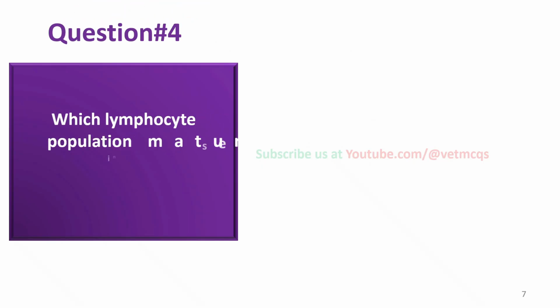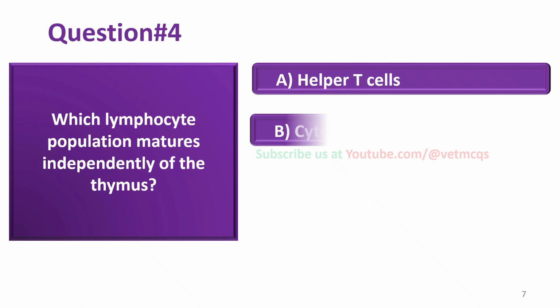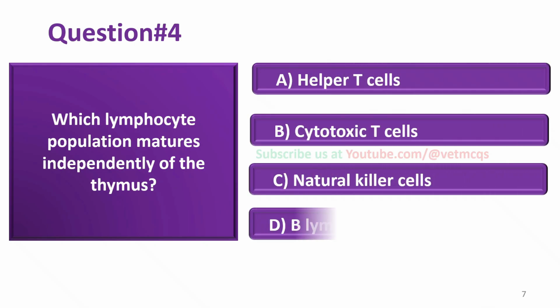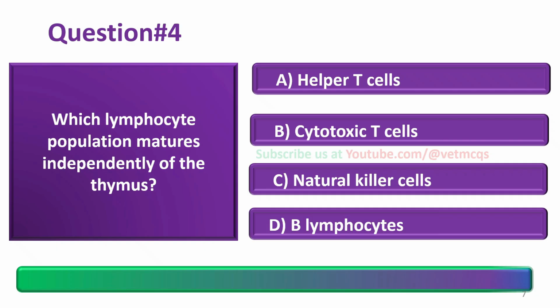Which lymphocyte population matures independently of thymus? Helper T cells, cytotoxic T cells, natural killer cells, B lymphocytes. And the correct answer is option B, that is B lymphocytes.